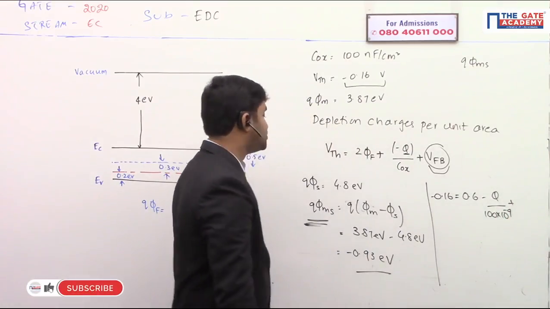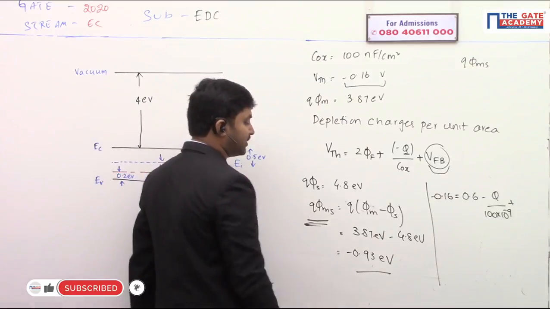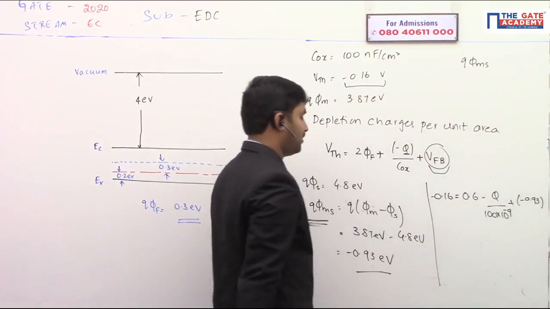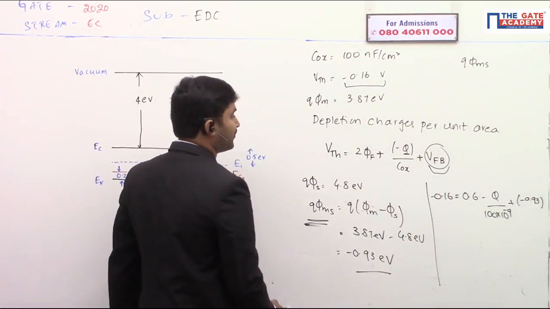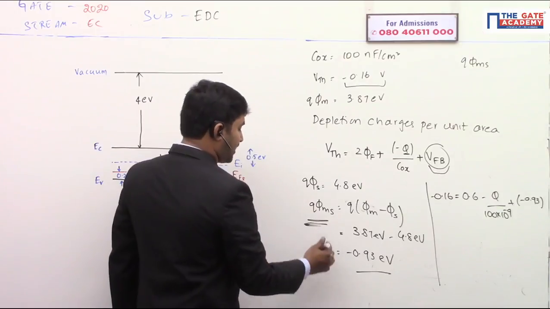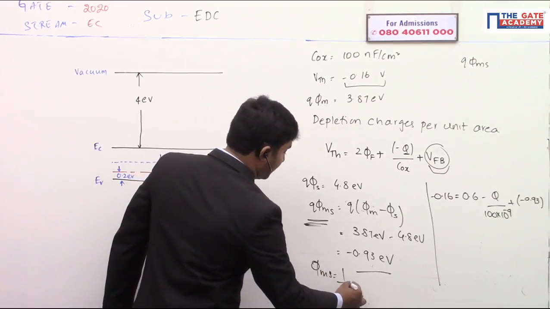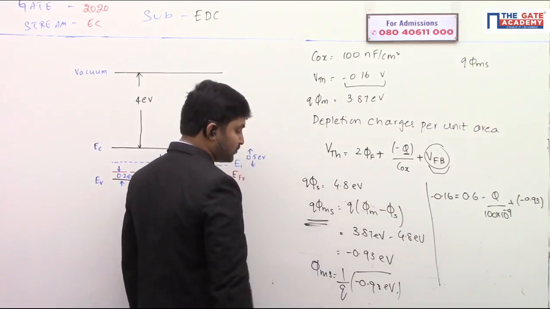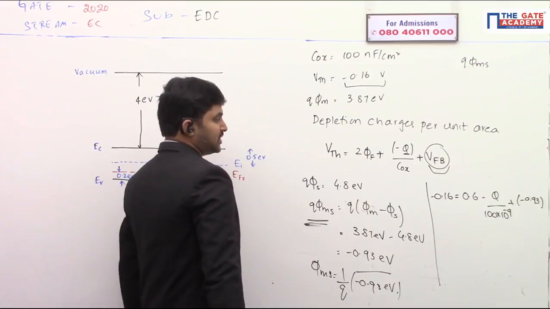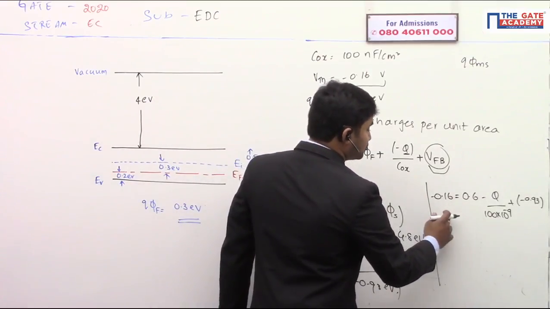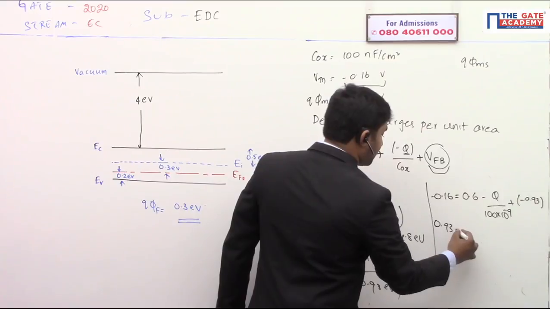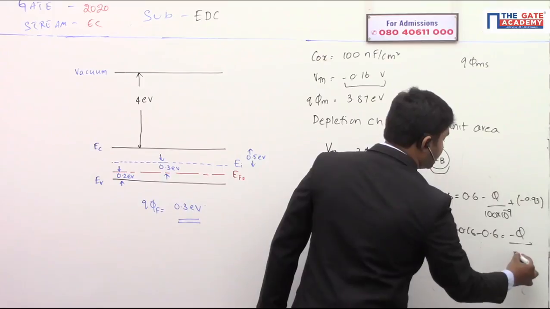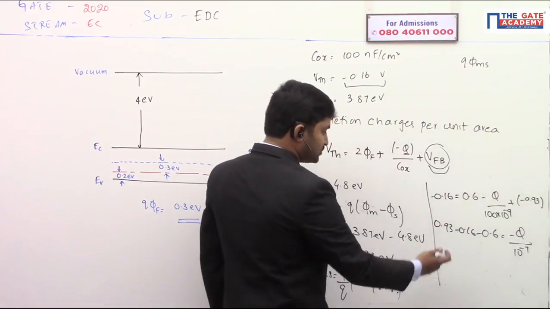What is flat band voltage here? Flat band voltage here is nothing but work function difference, minus 0.93. Basically, if you want phi ms, phi ms is equal to 1 by Q times the top, minus 0.93 electron volts. This will give you in terms of voltage, which is going to be minus 0.93 volts. So from here, you can take it to the other side: 0.93 minus 0.16 minus 0.6 is equal to minus Q divided by 10 power minus 7. I think you can calculate this value.